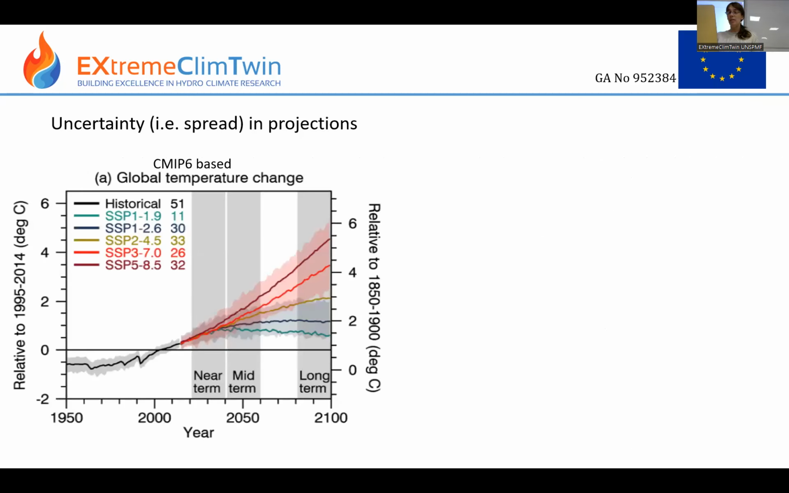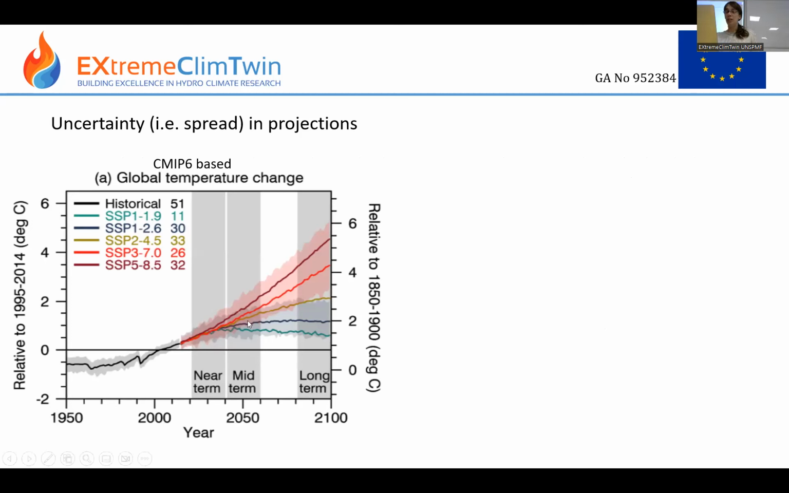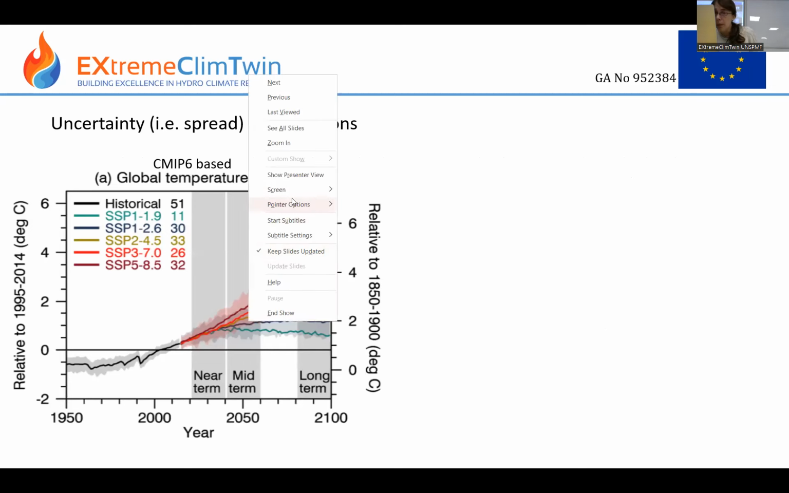Okay, so if you look in something like the IPCC report, you often find, can you see my mouse on the, I can see it on the, let me do a pointer. Yeah, we can see it.